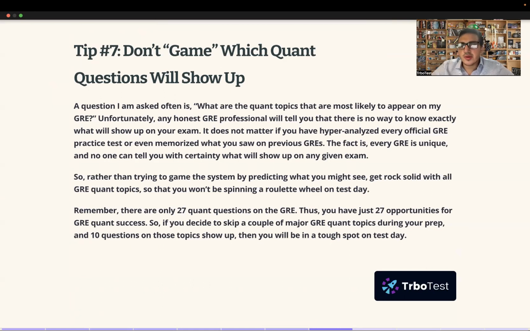Remember, there are only 27 quant questions on the GRE, reduced from 40 before. You have only 27 opportunities to get questions right. So if you decide to skip a couple of the major topics during your prep, and then 10 questions out of the 27 appear to be about that topic on a given day, you'll be in a tough spot on that day. So make sure you review all of the quant topics.